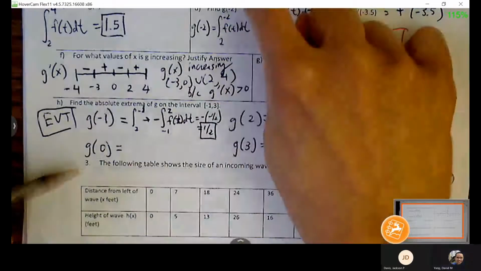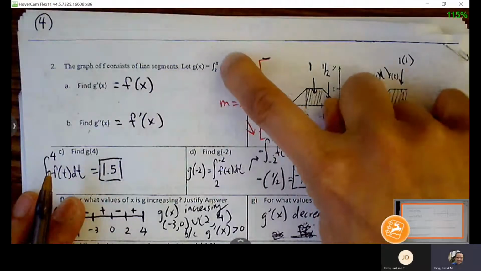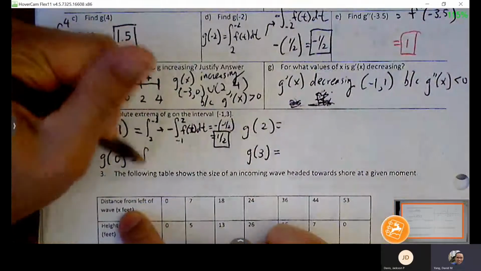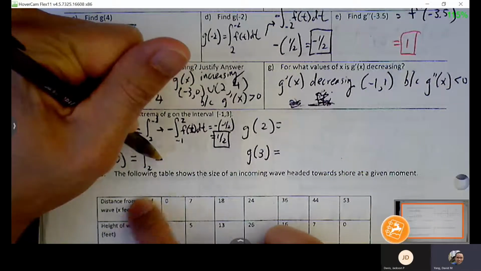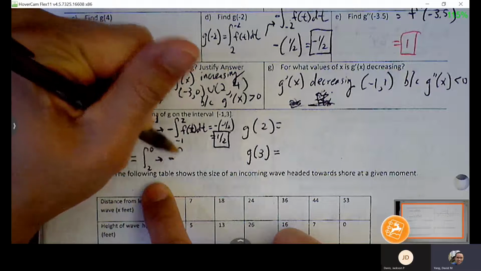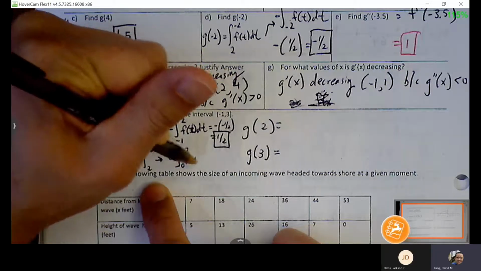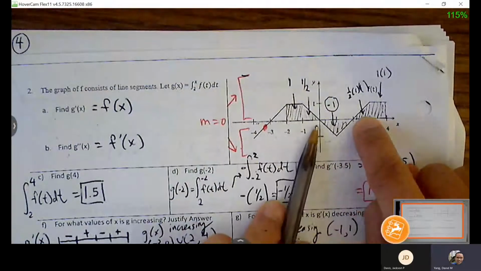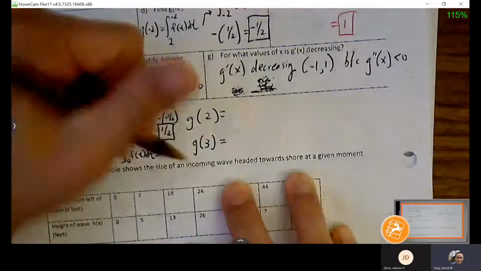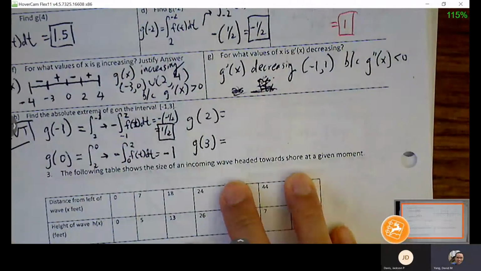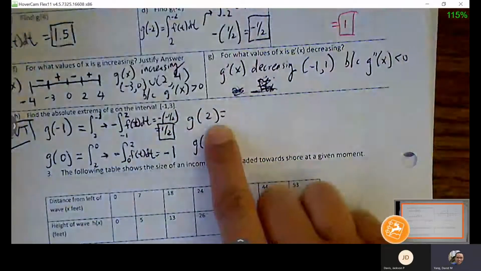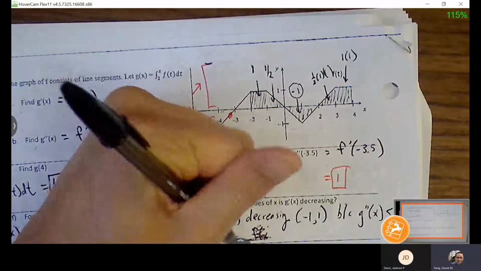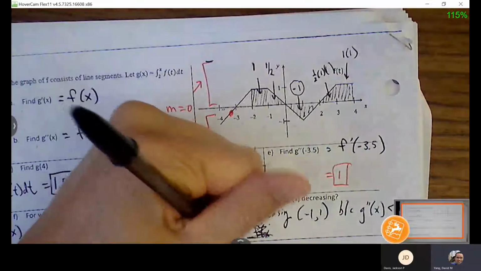Okay, G of 0. Go to my definition. My definition says replace the upper bound with the value. So I'm going to go from 2 to 0. But again, the order is not right, so I'm going to flip the bounds and change the sign. From 0 to 2, that's just going to be -1, right? G of 2 is easy because I'm just going from 2 to 2. What happens if the bounds are the same? It's 0. That means I haven't spanned any area.